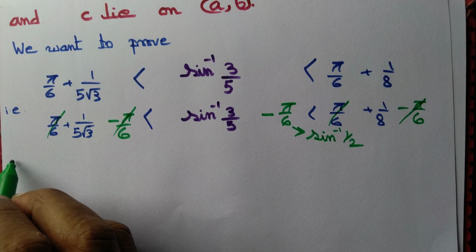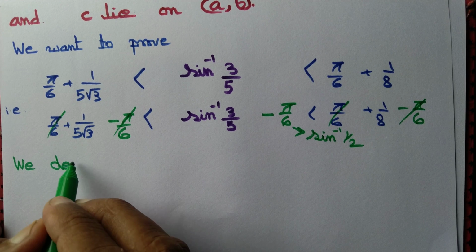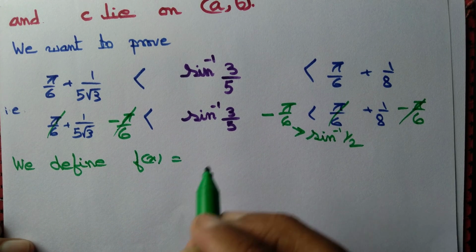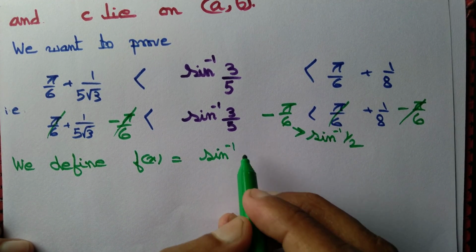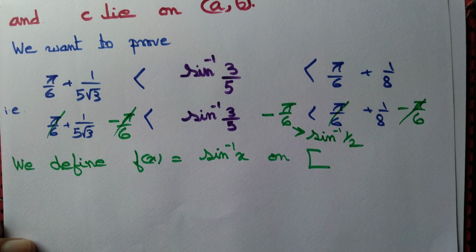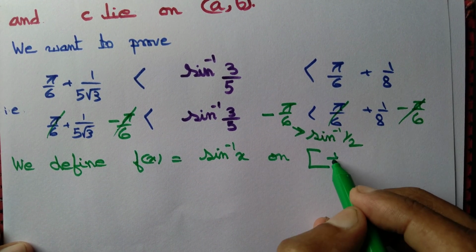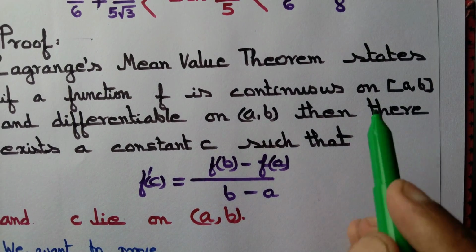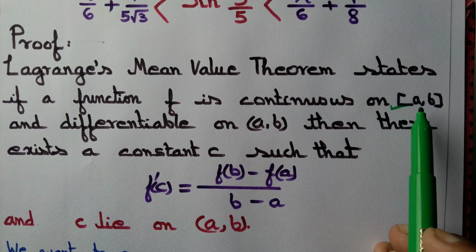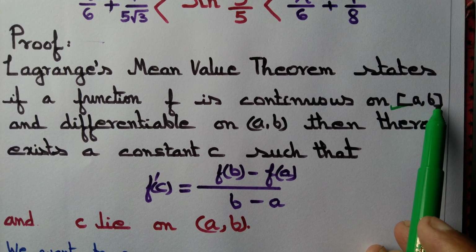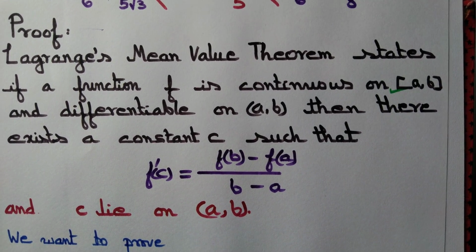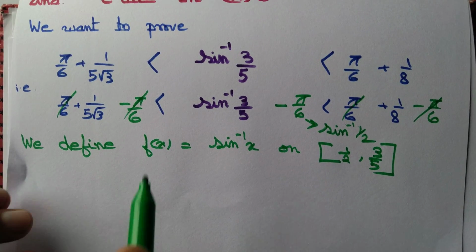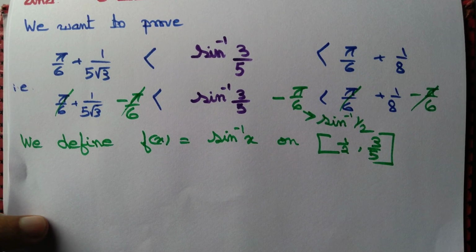So we define f x equal to sine inverse of x on the closed interval half comma 3 by 5. So we got the closed interval a comma b. a turns out to be half and b turns out to be 3 by 5, and we get something like f b minus f a as well if I take f x equal to sine inverse of x.